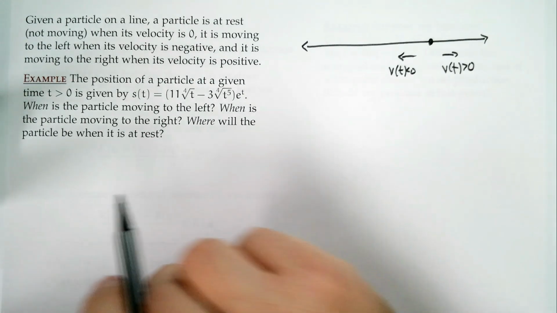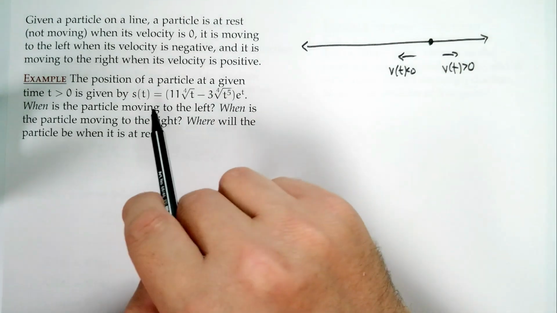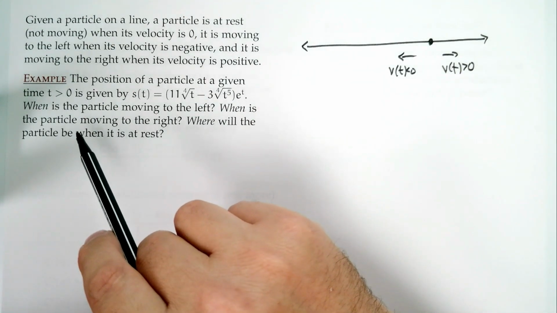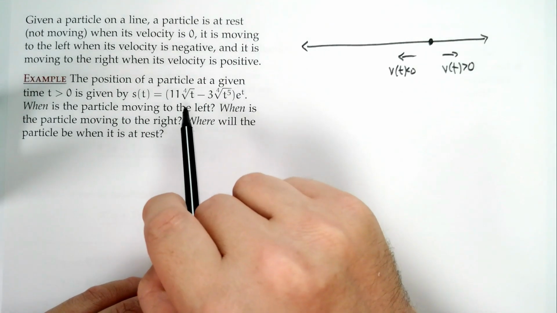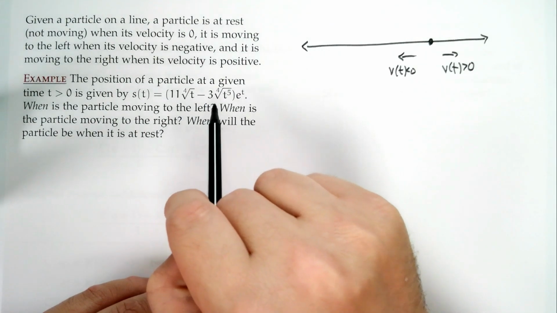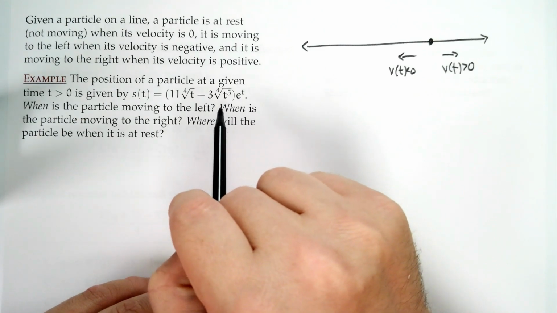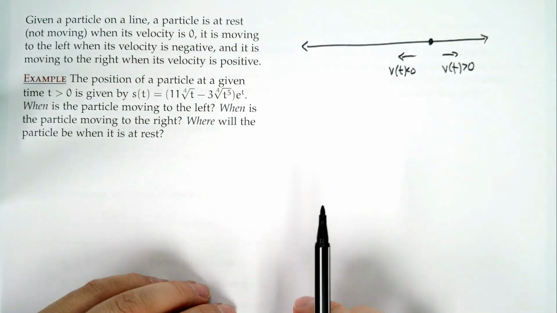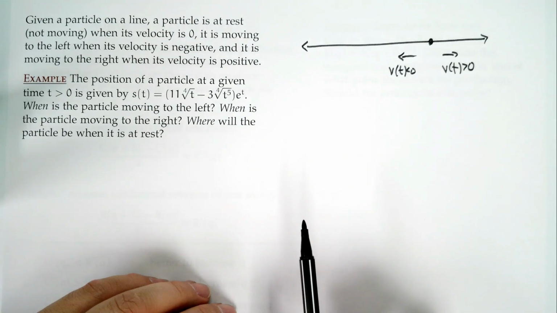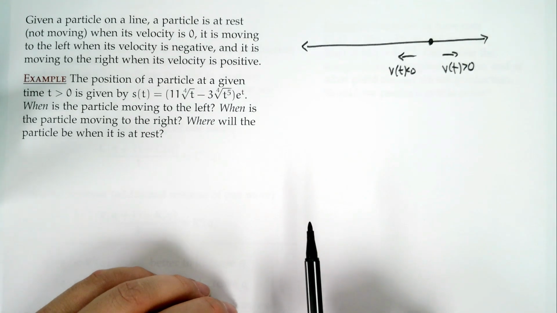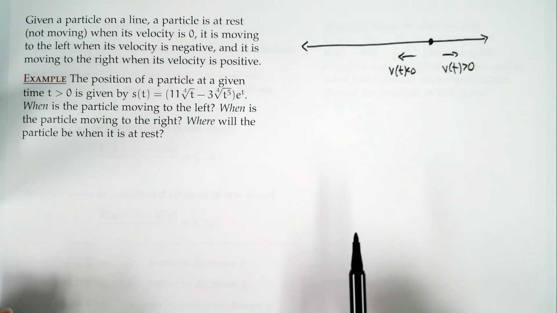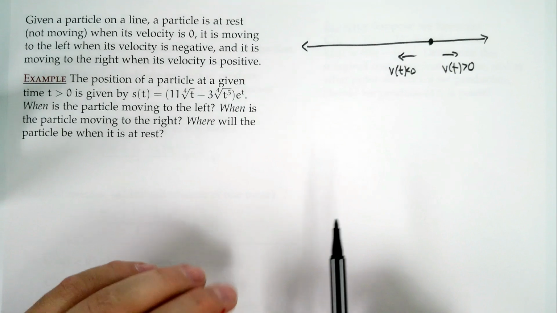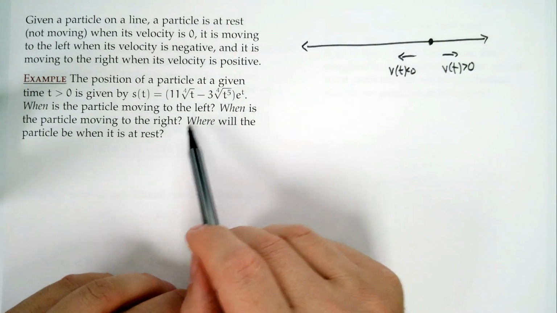So, we have a question. The position of a particle at a given time, t greater than 0, is given by the following expression: 11 times the 4th root of t minus 3 times the 4th root of t to the 5th, e to the t. When is the particle moving to the left? When is the particle moving to the right? And where will the particle be when it is at rest? So, 3 questions. So, notice the first 2 questions are really related to each other.